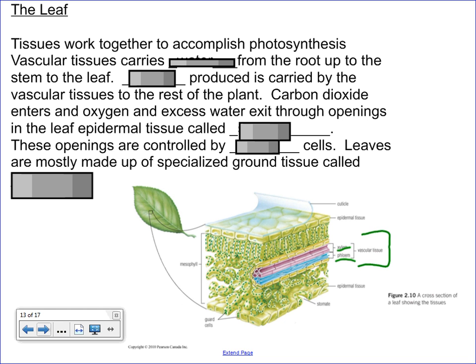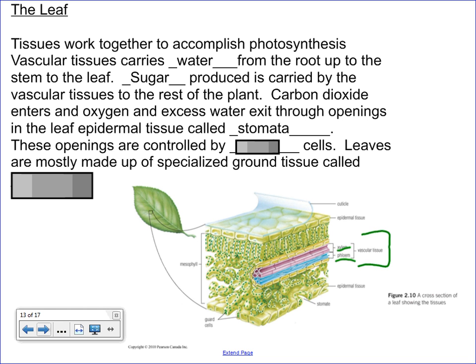The next organ that we'll discuss is the leaf. So tissues work together to accomplish photosynthesis. Vascular tissue carries water from the root up to the stem to the leaf. Sugar that is produced is carried by the vascular tissue to the rest of the plant. Carbon dioxide also enters through the leaf, and oxygen and excess water exit through openings in the leaf epidermal tissue, which are called stomata.